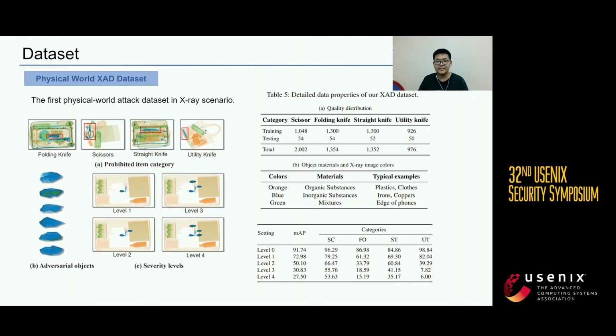Finally, we believe a dataset can be beneficial for boosting research. Thus, we present a physical world X-ray inspection security robustness evaluation dataset called X-Adv. We collect data from an advanced X-ray security inspection machine and select 4 categories of prohibited items that frequently appear in daily life. As an adversarial dataset, the X-Adv dataset has 5 different severity levels, which contain 0 to 4 adversarial objects. We further evaluate the detection performance on X-Adv, and the result is listed in the table.